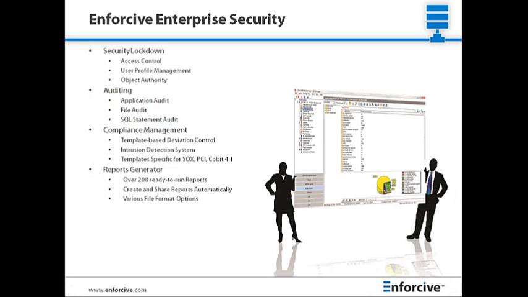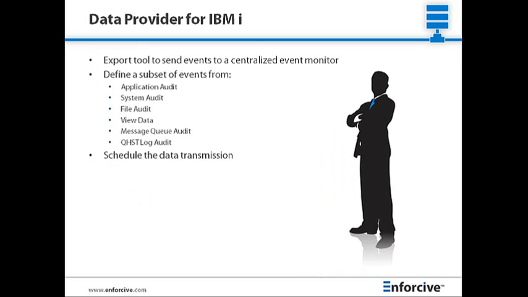Enforcive produces many tools for security, whether you need compliance, enhanced access control, event auditing, or any of the items displayed on this slide. The data provider for IBM i comes into the event auditing category. It's a tool to help you send events from the IBM i to a centralized event monitor. We have a number of places we can collect that from, whether it's from the application audit events through the exit points, the system audit journal, file audit, view data, message queue audit, and the history log. All of these will be covered later on in the presentation.